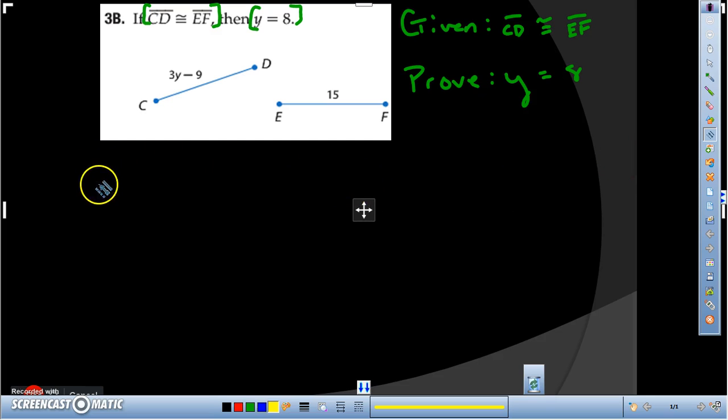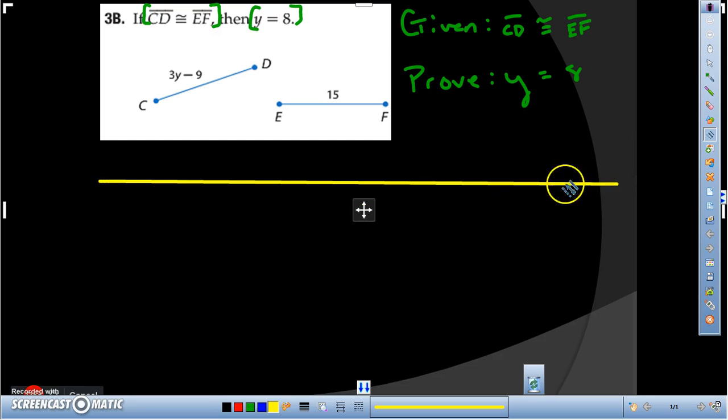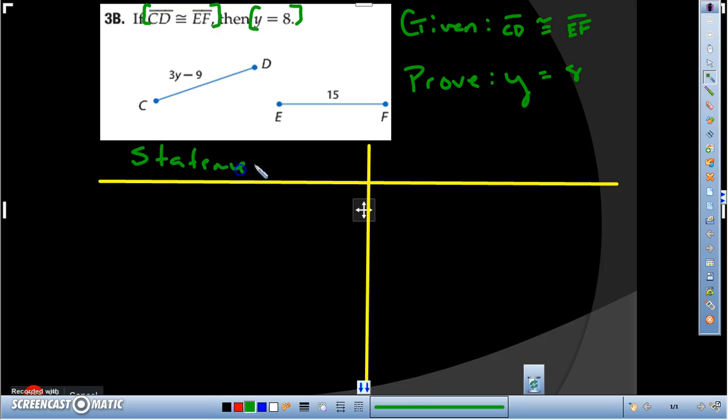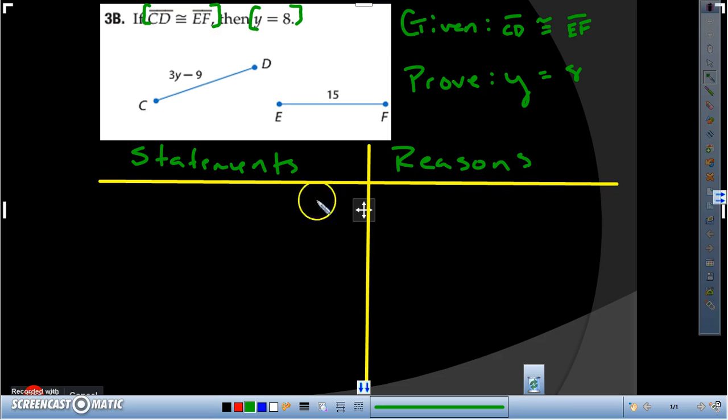Let's go ahead and set up our 2-column proof. Just like so. Statements on the left and reasons on the right. As always, our first statement is going to come from the problem, whatever our given information is. In this particular proof, this is all the given information that I have. Segment CD is congruent to segment EF. The justification for this is that it was given to us.